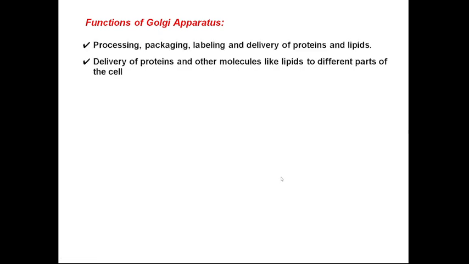So, in brief, the function of the Golgi apparatus is to process, package, label and deliver proteins and lipids. Proteins and other molecules, like lipids, are delivered to different parts of the cell or are secreted by the cell membrane via exocytosis, when these secretory vesicles fuse with the cell membrane.